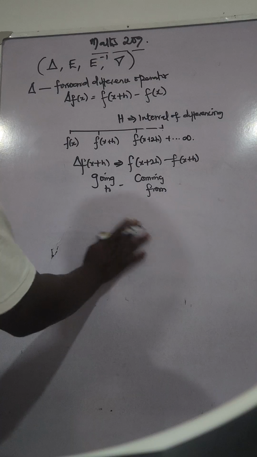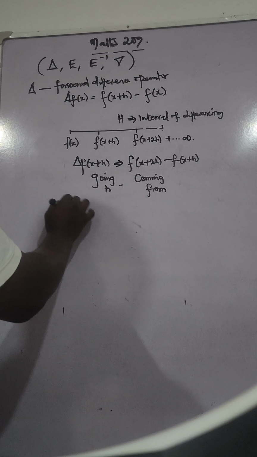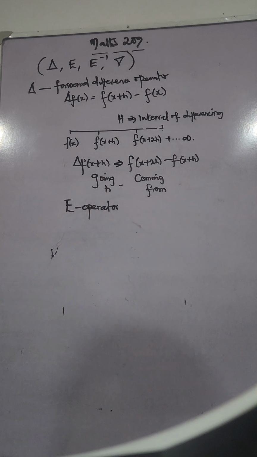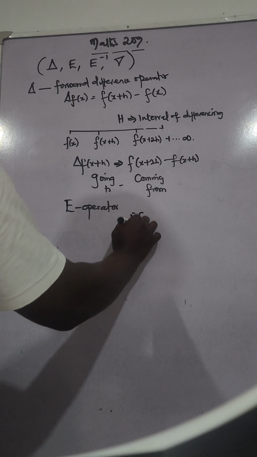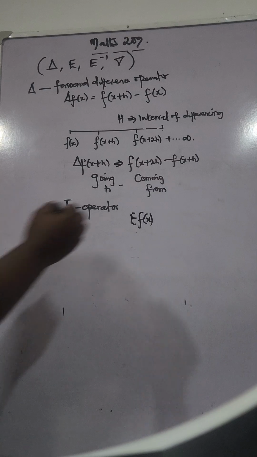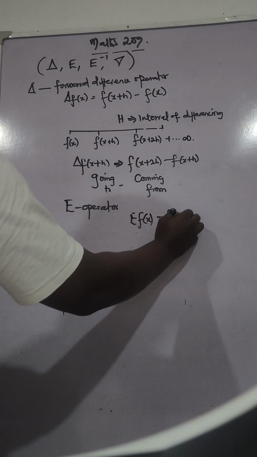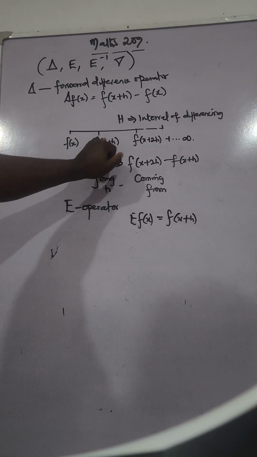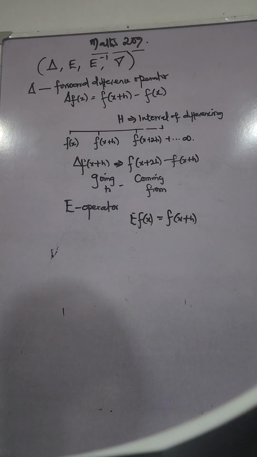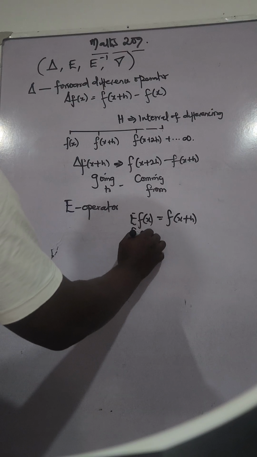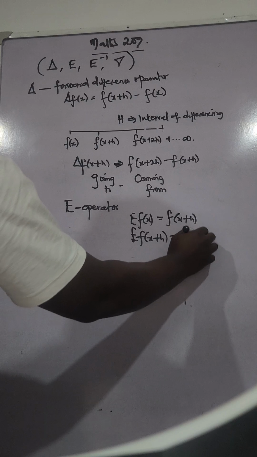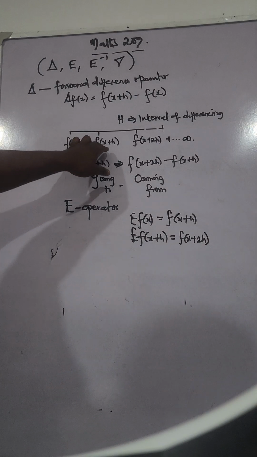I said, okay, sir, there's no problem. Then I said, sir, what would this E operator mean? Then he told me that the E of f of x is simply f of x plus h. So what this E does is that it pushes f of x to the next person, from here to the next person. So he said that the E of f of x plus h is f of x plus 2h. So I'm simply just pushing it to the front.